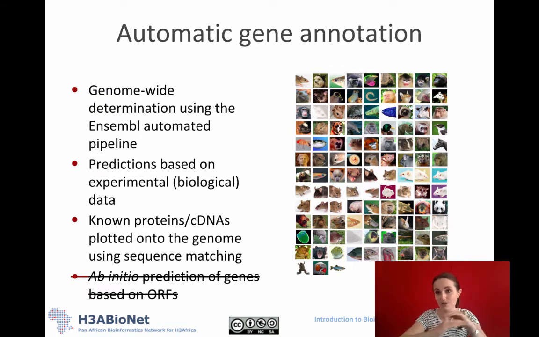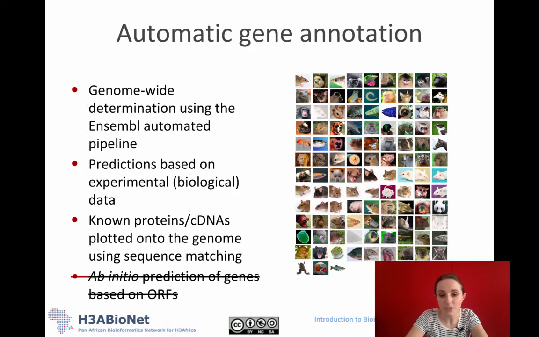The automatic annotation uses a pipeline, which is genome-wide. And basically what you do is you get the sequence of the genome, you get the sequence of all the genes, and you use sequence matching to plot them all on. It's a lot more complicated than just blasting it. There's a lot of complicated things that analyse things like splice junctions, etc. But essentially it comes down to matching up sequences.